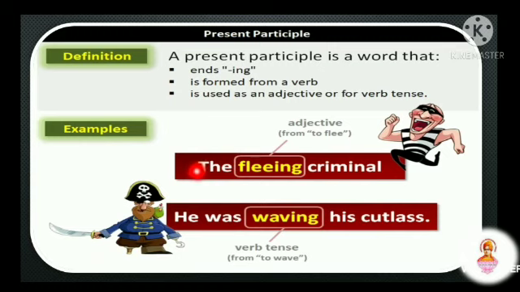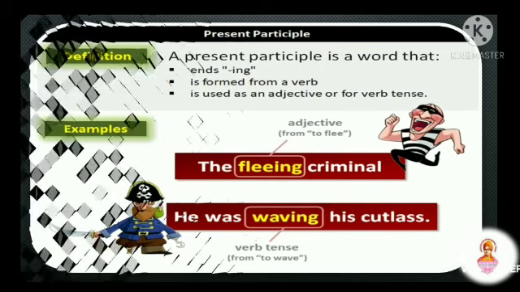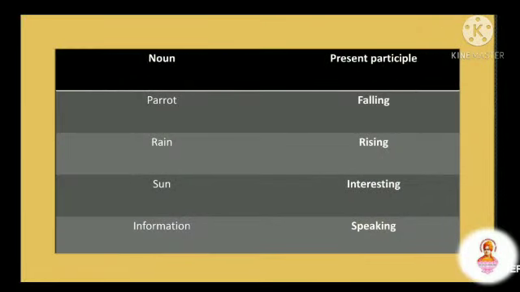Now here is an example. The first example is the fleeing criminal. In this sentence, criminal is a noun. Nearby the criminal, you can see the word fleeing. This fleeing is taken as an adjective, because it describes the criminal. Now see the second sentence: he was waving his cutlass. Here you can see was waving. Here waving is used as a verb. So like this we are going to see in our exercise.